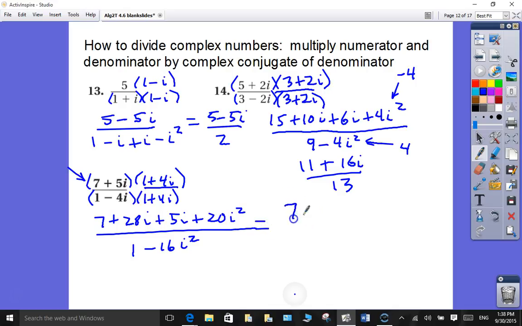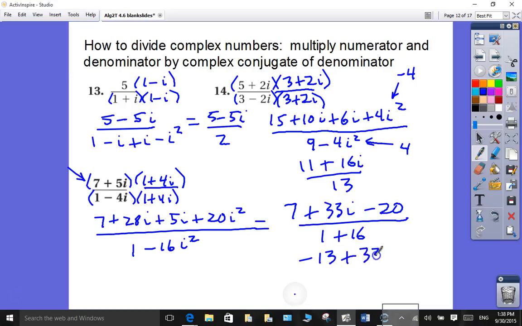So this is 7 plus 33i minus 20 divided by 1 plus 16. So the final answer is negative 13 plus 33i divided by 17.